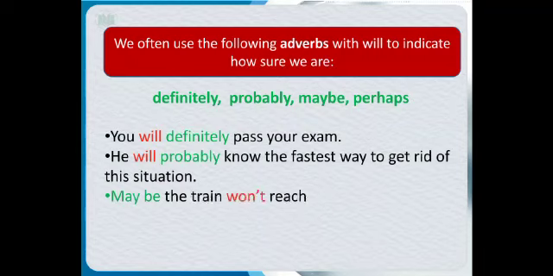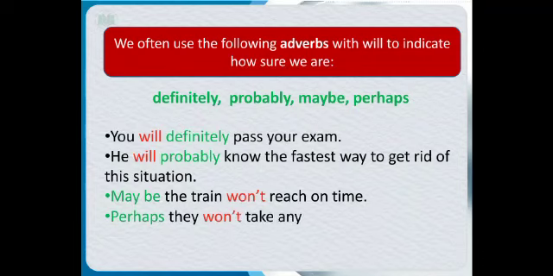Maybe the train won't reach on time. Perhaps they won't take any action against the criminals. So here won't is the short form or contracted form of will not, and I have used definitely, probably, maybe, and perhaps in the sentences.